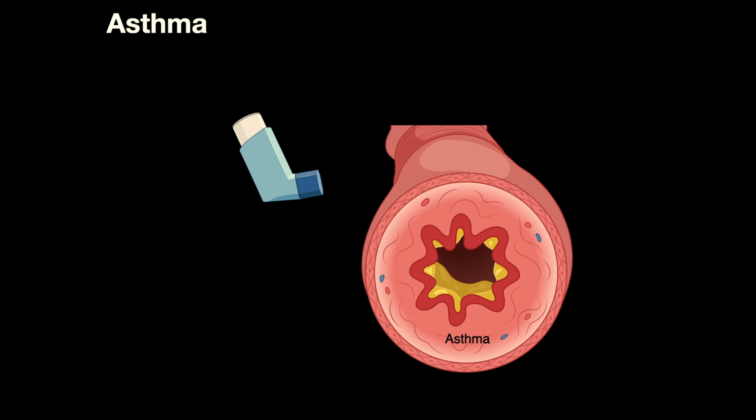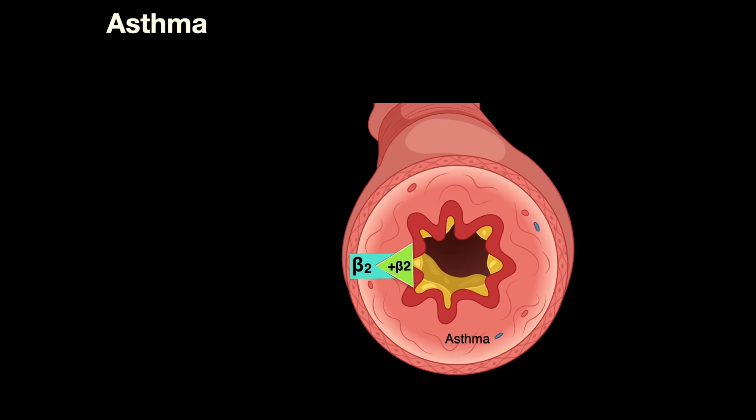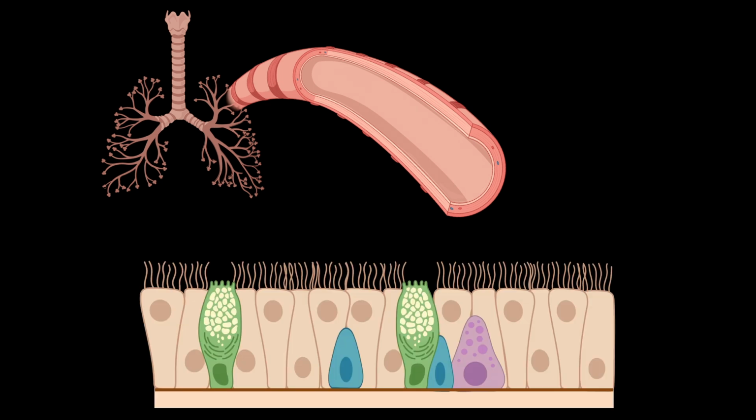One of the ways that medicine helps is with an inhaler. When you pump the inhaler, it sends in a medication that looks and acts much like epinephrine does. It binds to these same beta receptors, and you get dilation, bronchodilation, to help people with asthma breathe better. Airways get bigger.